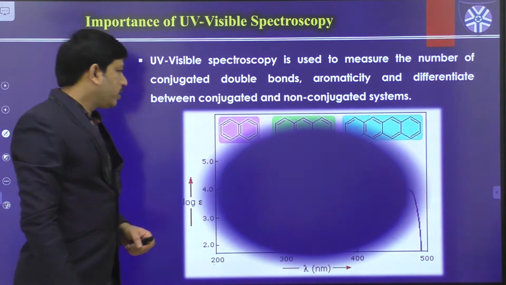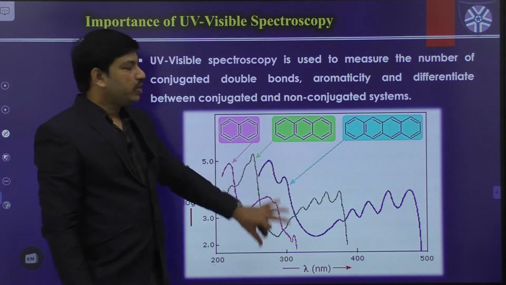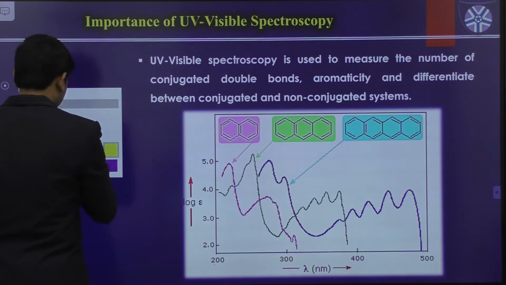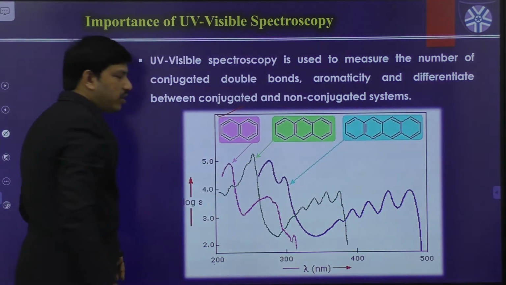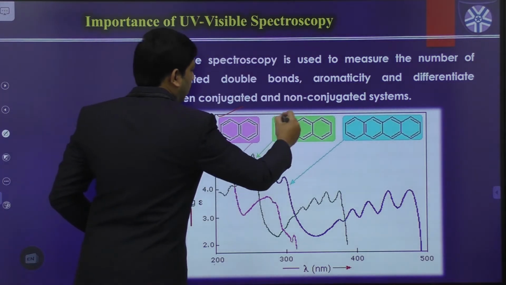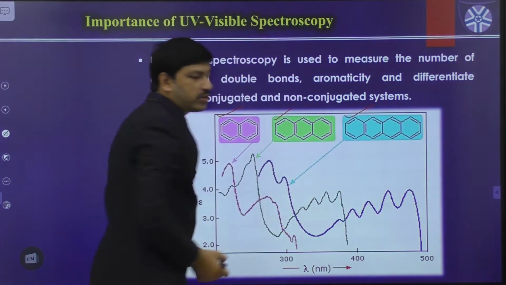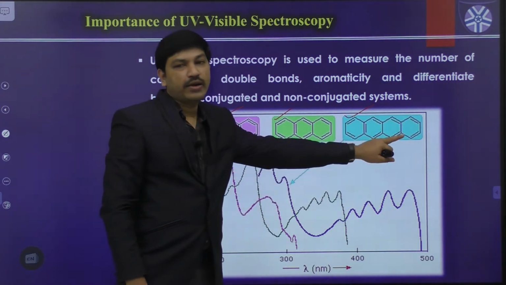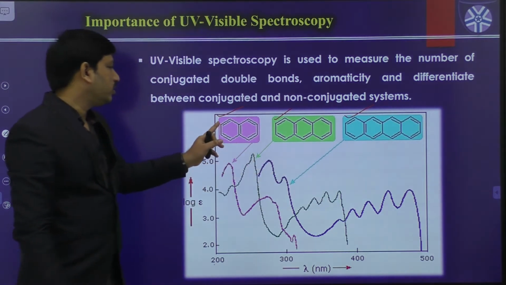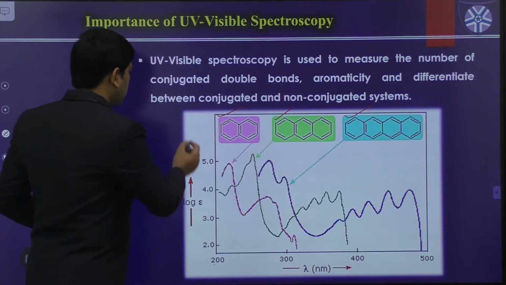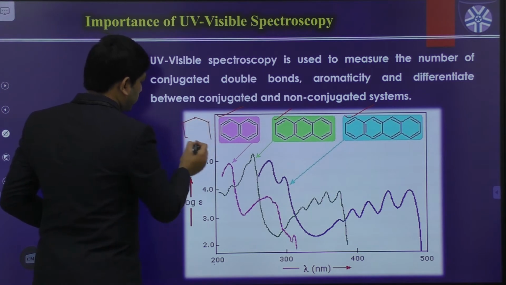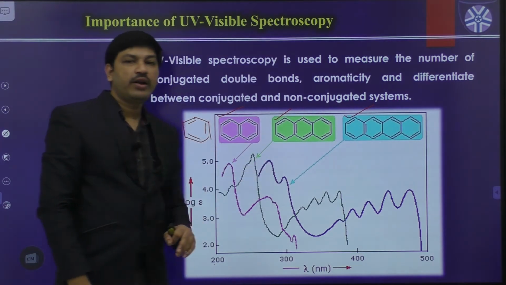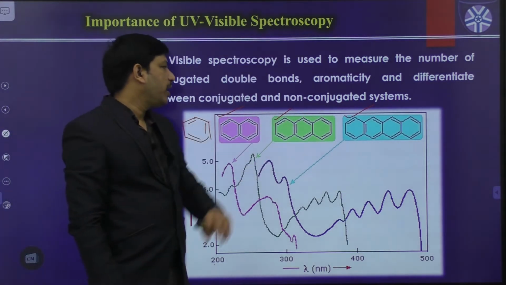For example, in this figure we have absorption spectra of three different compounds. What is the first compound? This is naphthalene, anthracene, and this is tetracene, because this molecule contains 4 benzene rings. So this is tetracene, this is anthracene, and this is naphthalene. We can also compare this with benzene. This is the benzene molecule. So these are 4 different aromatic compounds.